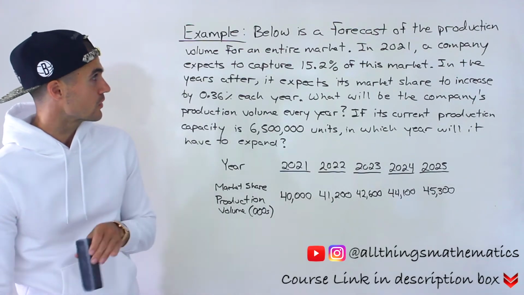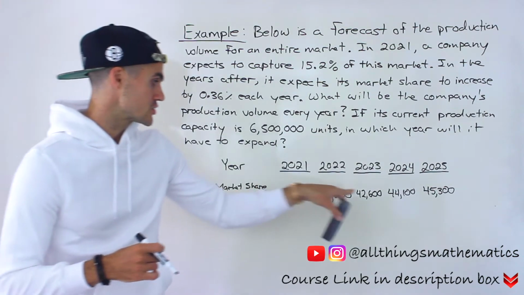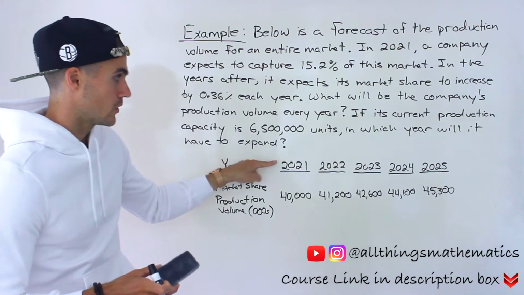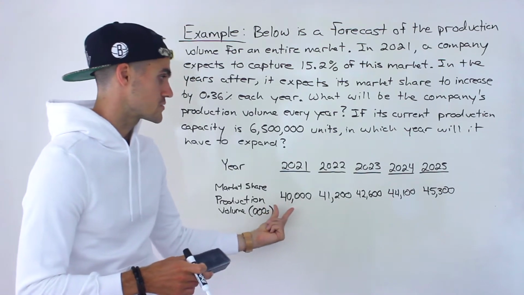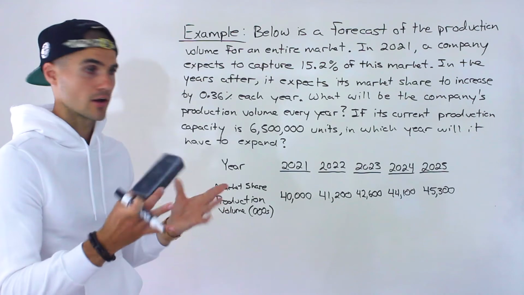So below is a forecast of the production volume for an entire market. In this chart over here, we have the years 2021 to 2025. And then this is the production volume in terms of the number of units of a certain product that are going to be produced in the entire market.